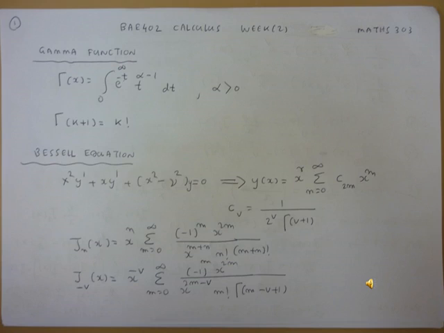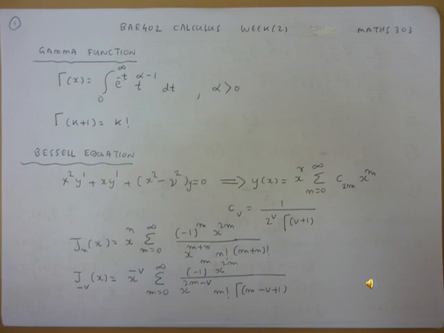The next topic is the Bessel equation. We write down the format of the Bessel equation: h squared y double dash plus h y dash plus (h squared minus v squared) y is equal to 0. So this is the format of the Bessel equation.